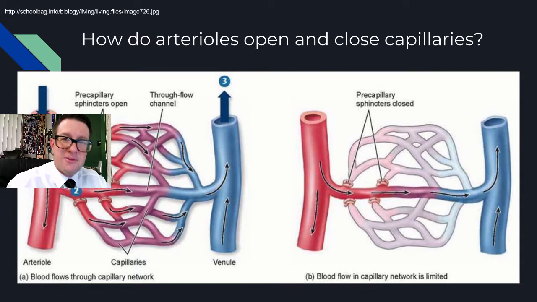So we can finally get to the point of this. How do these things open and close? This one is a bit of a trick. I'm going to have to stare at the screen in order to point it out, and so hopefully you can follow the pointer.